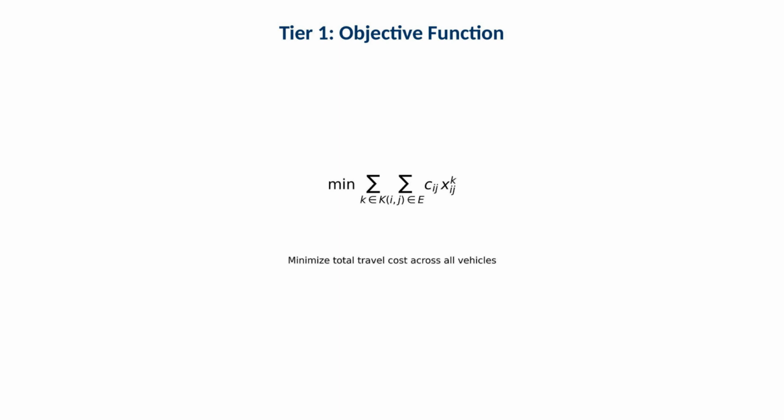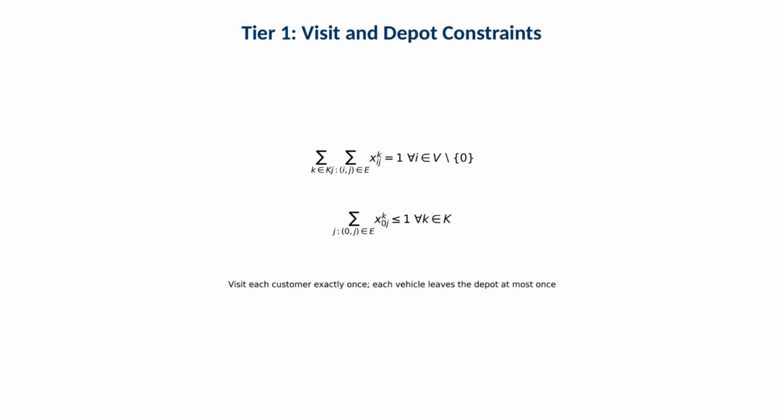The objective is straightforward: minimize the sum of travel costs over all vehicle moves that are actually used. This captures the key economic driver of routing. Lower total distance and better sequencing reduce fuel and labor costs, and they also tend to improve service reliability by avoiding unnecessary detours.